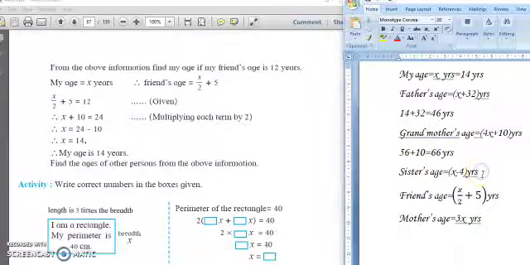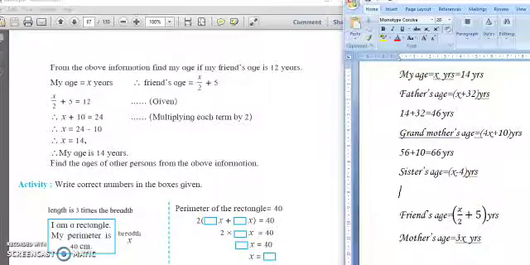Now the sister's age is given as x minus 4 years. x minus 4 means the value of x is 14, so 14 minus 4 equals 10 years. This is the age of the sister. Now the friend's age we have already calculated. Friend's age, that is 14 years is my age.